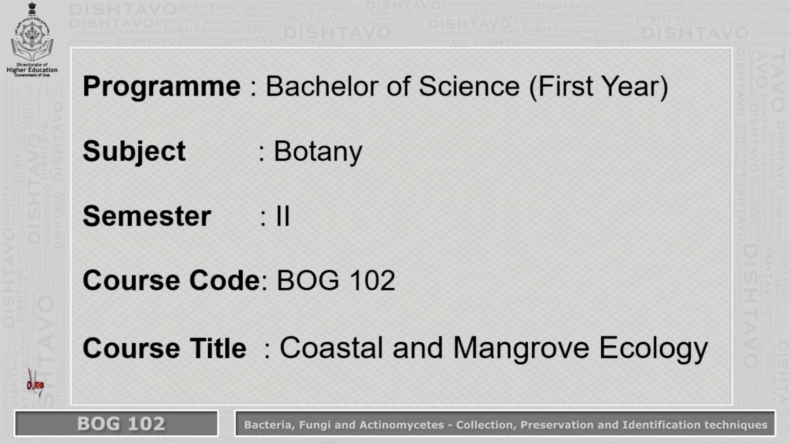Welcome students. This module is for program Bachelor of Science, first year, Botany, semester 2. Course code is BOG 102. Course title is Coastal and Mangrove Ecology.